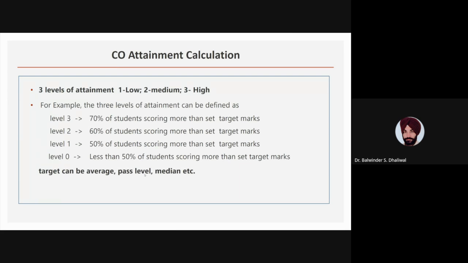But there should be proper justification, whether we are setting the same targets or different targets. Why are you setting a particular threshold or target marks, why 70%, 60%, why not 75%, right? So there should be proper brainstorming by the various stakeholders of the program, and depending upon our local scenarios and local conditions, we need to set these target marks, right?